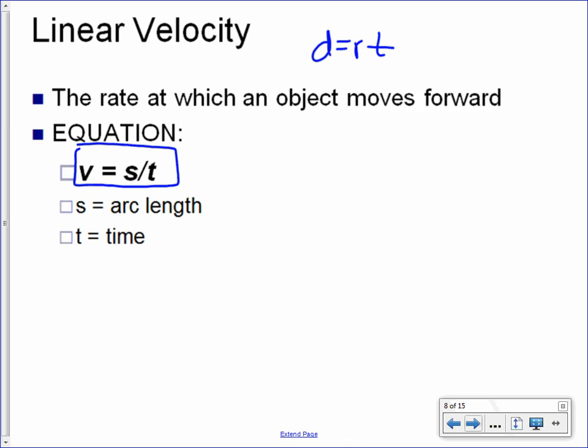V is standing for our velocity, right? S, what is S? Arc length, and that's measuring a distance, correct? So if I rearrange this, if I multiply the t over, we still have distance equals rate times time. V, velocity, is our rate, our distance is our arc length. Go ahead and write it down now.